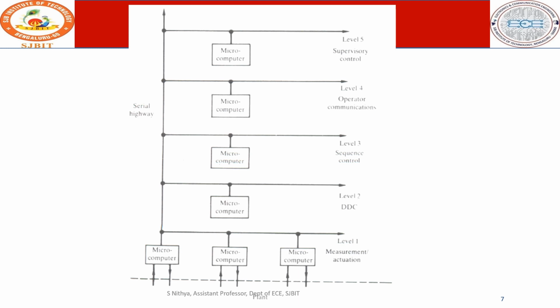At level 2, all the DDC calculations are done here. At level 3 is sequence control, so all the sequential calculations are done here. Level 4 is operator communication, so whatever communications the operator has will be performed at this level. Level 5 is supervisory control, so supervisory control systems are performed here. And level 6 is the communication with the other computer systems.